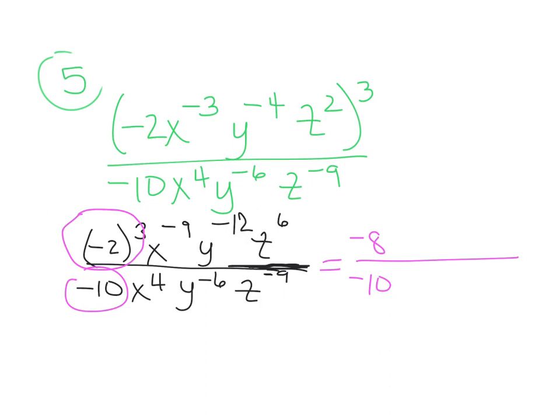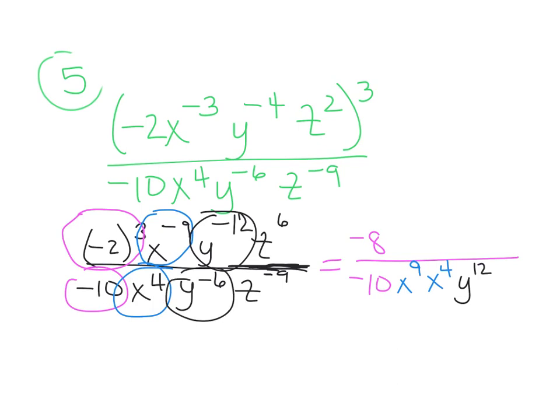All right, so let's look at my x's. So I've got x to the negative 9th on top. So what's that mean? That goes to the bottom. I've got x to the 4th on the bottom. Well, it doesn't have a negative exponent, so it's going to stay where it's at. All right, let's look at the y's. Y to the negative 12th means it's going to go to the bottom, so it becomes a positive exponent. Y to the negative 6 is on the bottom. That means it's going to go to the top and become a positive exponent.